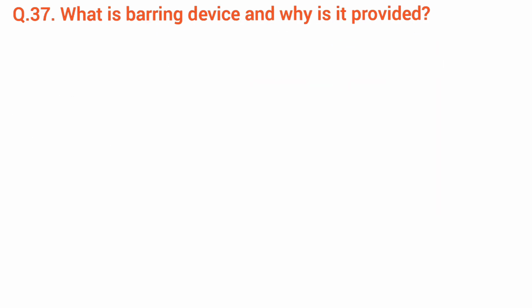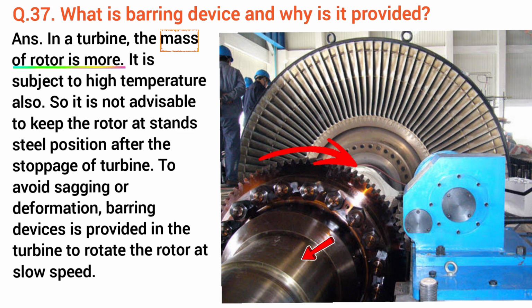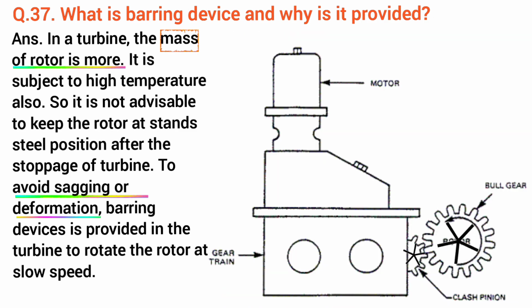What is bearing device and why is it provided? In a turbine, the mass of rotor is more. It is subject to high temperature also. So it is not advisable to keep the rotor at standstill position after the stoppage of turbine. To avoid sagging or deformation, bearing device is provided in the turbine to rotate the rotor at slow speed.